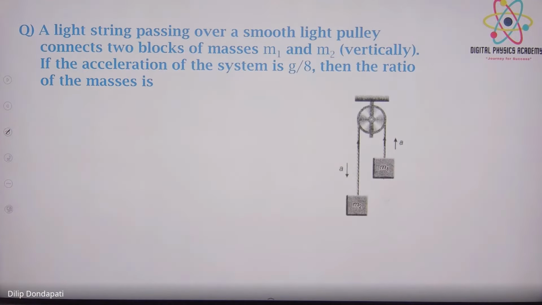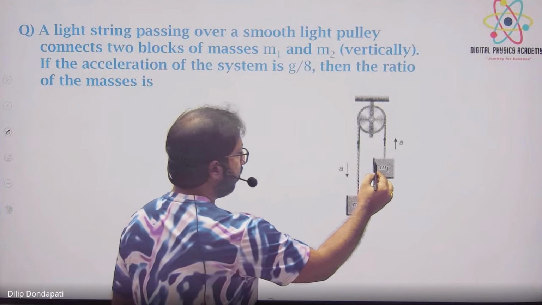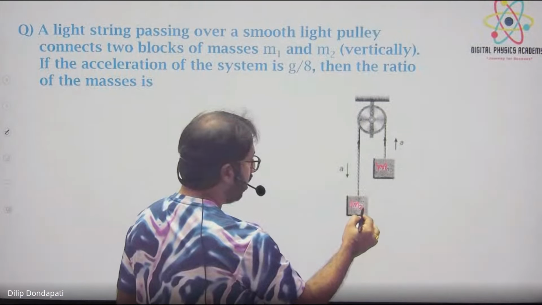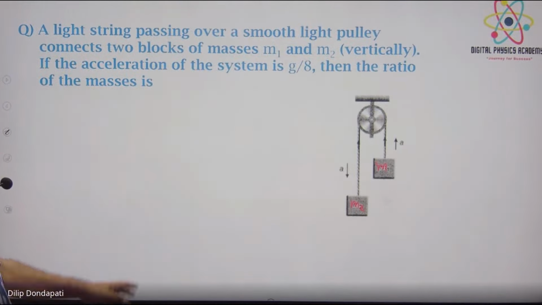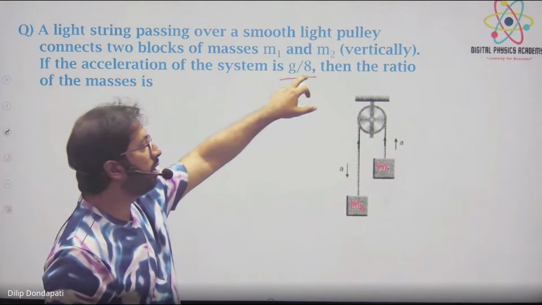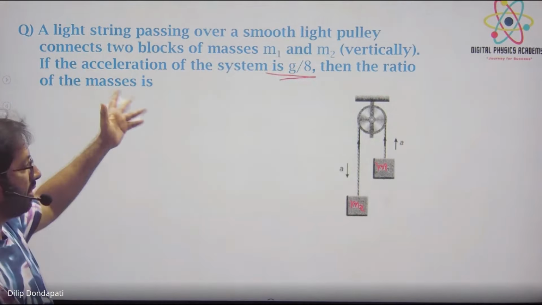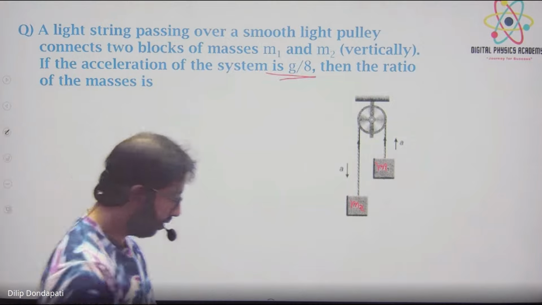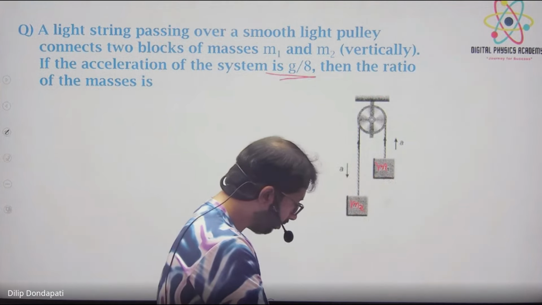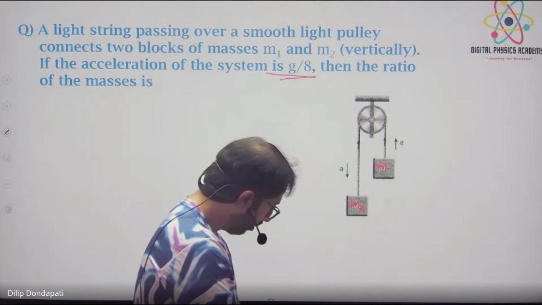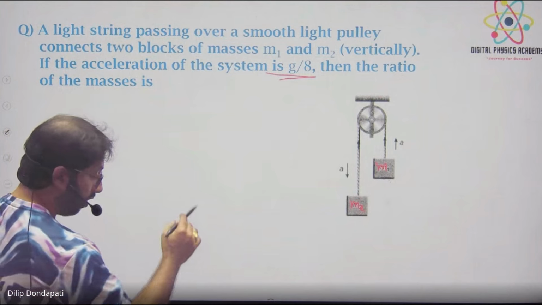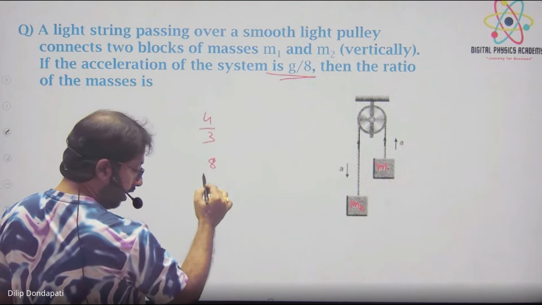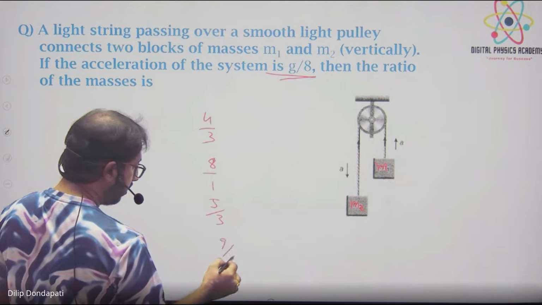Okay, next question. Here m1 is there, m2 is there, one is going down and the other is going up. The acceleration is given as g/8 at the time, then the ratio of the masses, that is m1 is to m2, is how much? Sir, which one is M1, which one is M2? This is m1, this is m2. Okay. Tell your options. Think 2024. If you tell the first one, the answer will be wrong. I'm telling you. 4/3, 8/1, 5/3, 9/7.